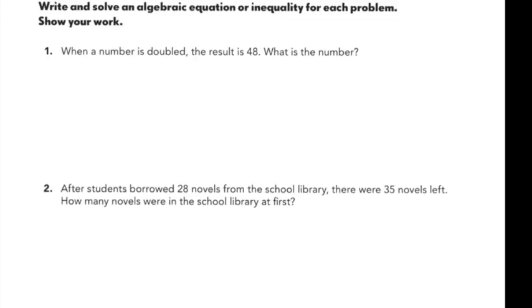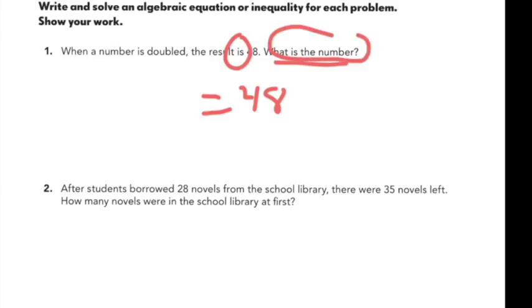So first it says when a number is doubled, the result is 48. So I see the word "is," which is going to help me. And then what is that number? If the result is 48, that's what it's going to equal. What we don't know, the unknown, is a variable, so it's that number. So I'm going to put in y. You could put any variable that you want. So what we don't know is y. That's what we're trying to figure out.